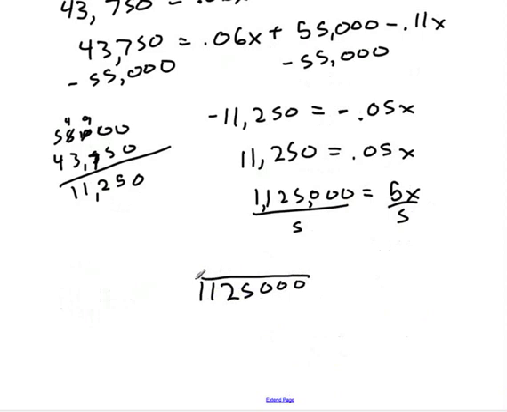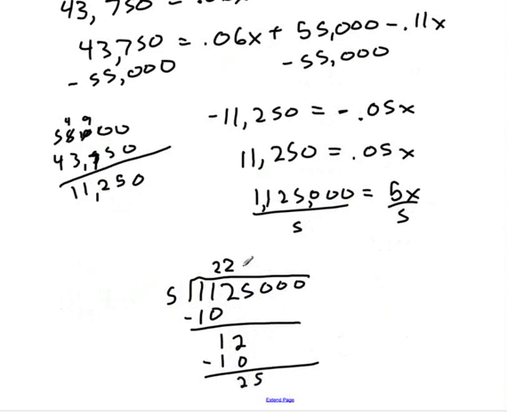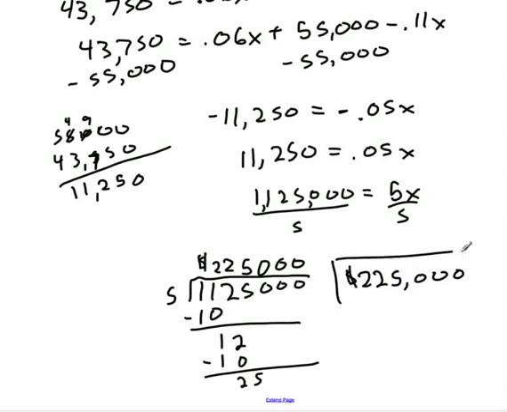You're going to end up getting 1,125,000 divided by 5. 5 goes into 11 twice, so this gives you 10. Subtract 1, bring down the 2. 5 goes into 12 twice, 10, subtract, bring down the 2. 5 goes into 25 evenly, and the rest of them are going to be 0, 0, 0. So that is going to be the amount that we're going to be loaning at 6%. Since that's the only thing it's asking, I'm not even going to find the other one. But this is $225,000, and that's how much they loaned at 6%.